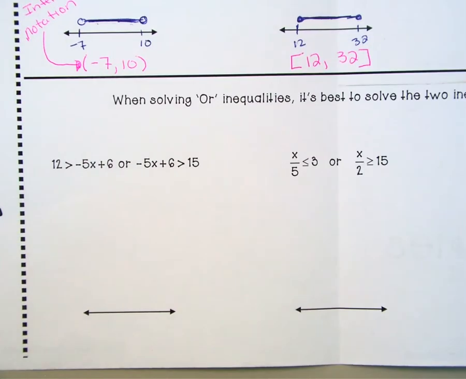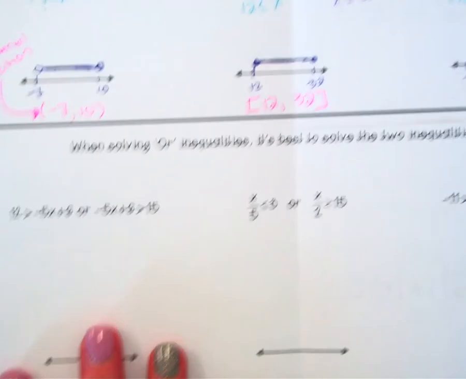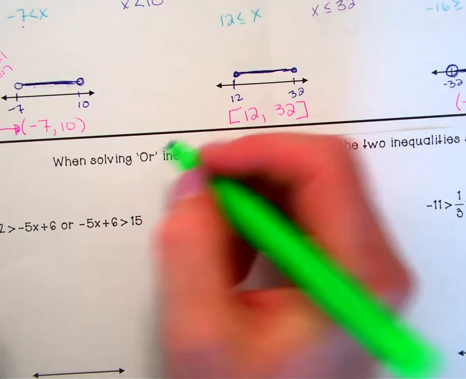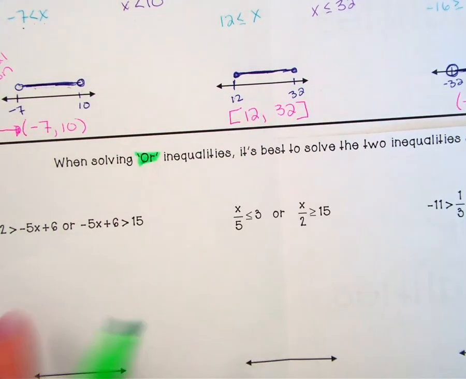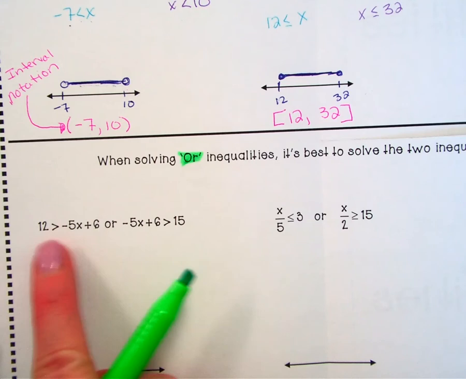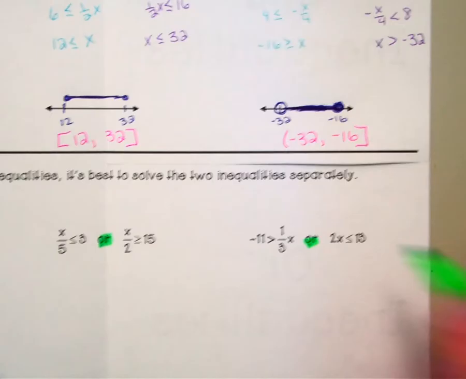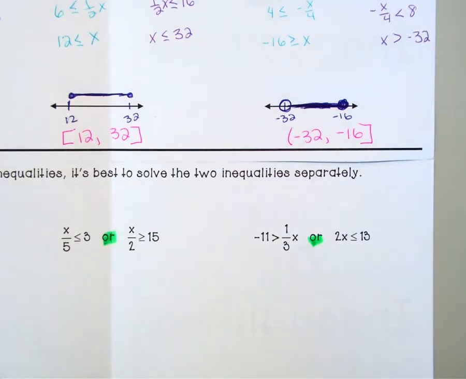All right. Taking a look at those other ones. So these ones are a little different because these ones are or. Okay. So or inequalities, as you can see, these are already spread apart. You already have 2, 1, 2. You just have that word or in the middle. So these ones are already set for us, okay?